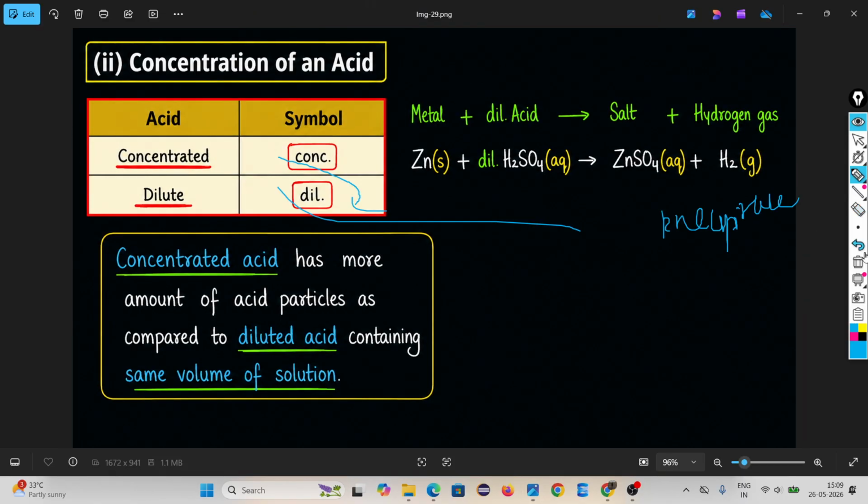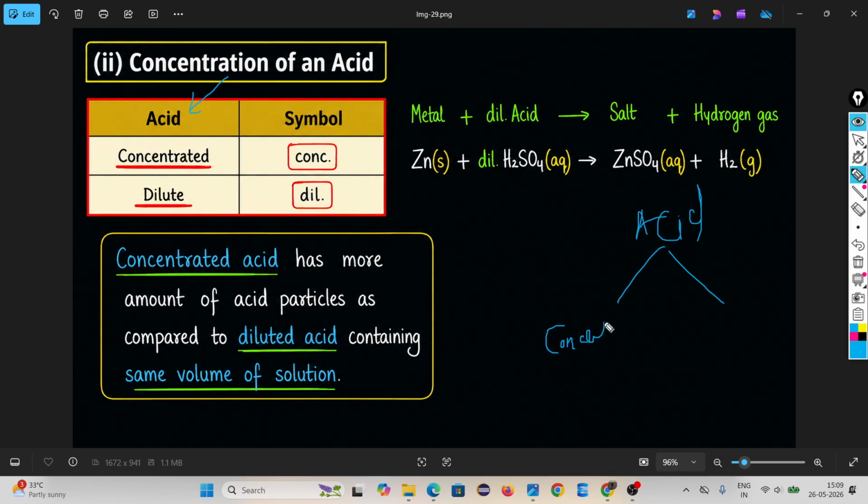Then come to concentration of an acid. We are learning how to make our chemical equation informative. Okay, look. There are two types of acid here. Acid means it gives H plus ion in water. That you will learn in the acids and bases chapter in an upcoming chapter. Okay. Two types of acid are there. One is concentrated acid, and another one is diluted acid. Concentrated acid is written as CONC dot in a chemical equation. Dilute by DIL dot. Concentrated acid is nothing but has more acid particles as compared to diluted acid containing some volume of solution.